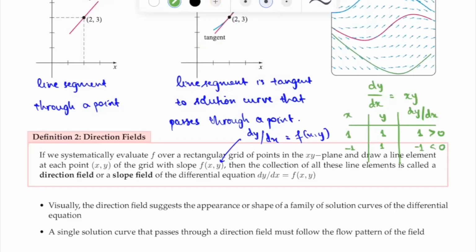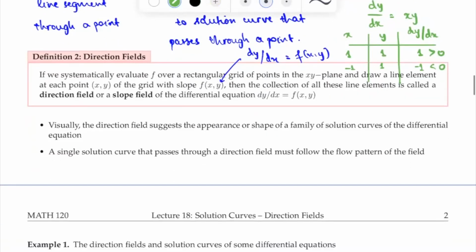I'm not going to spend too much time specifically on drawing direction fields. Eventually, you will know how to do the analysis of all of this. So in a way, to graph the direction field of the differential equation is very similar to how you graph a line, a straight line, or a parabola, or a cubic function, or any function for that matter. Right, so visually, a direction field suggests the appearance or shape of a family of solution curves of differential equations. Right, it just gives you a visual understanding of how the solution curves behave. A single solution curve that passes through a direction field must follow the flow pattern of the field.